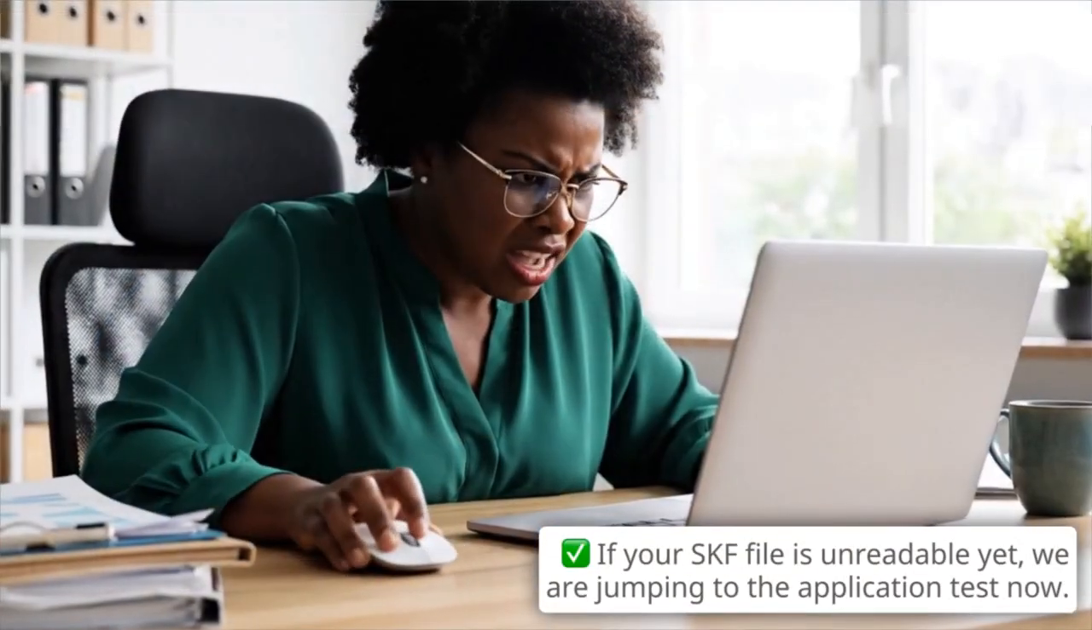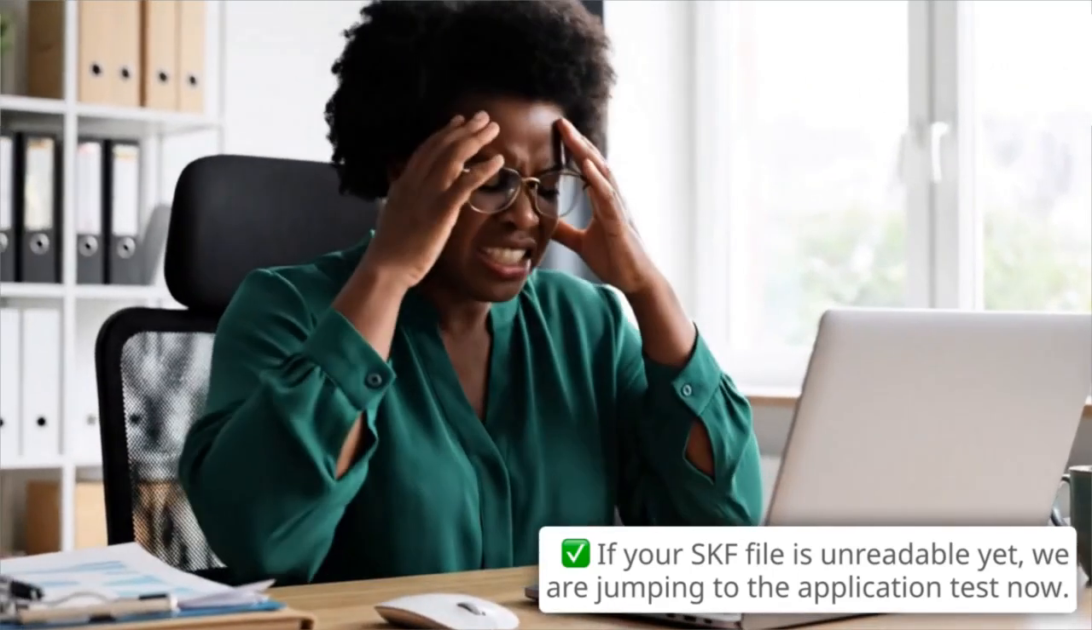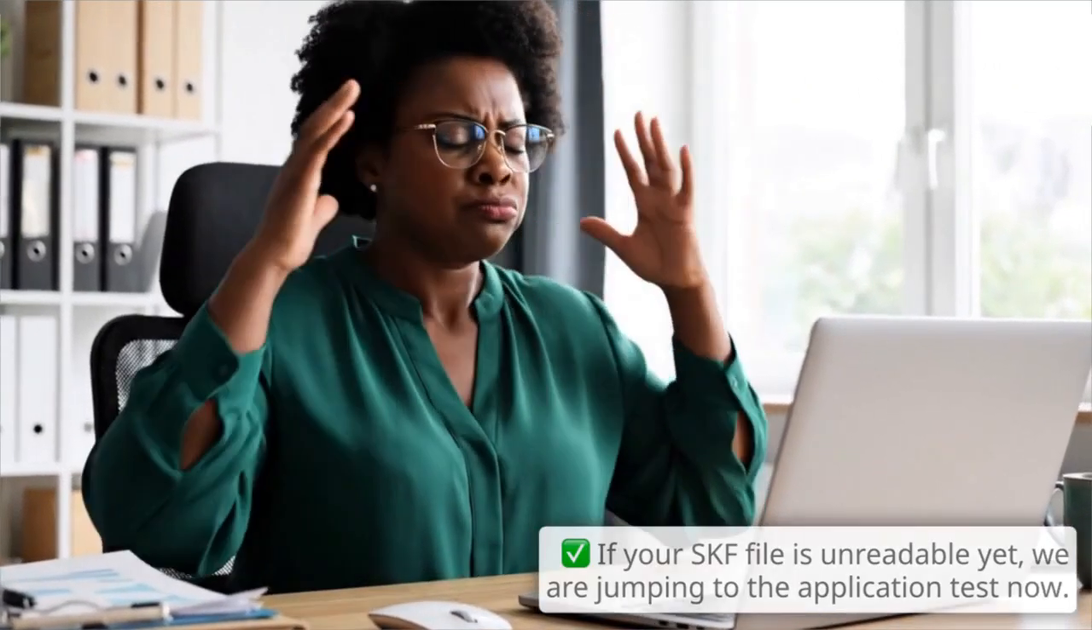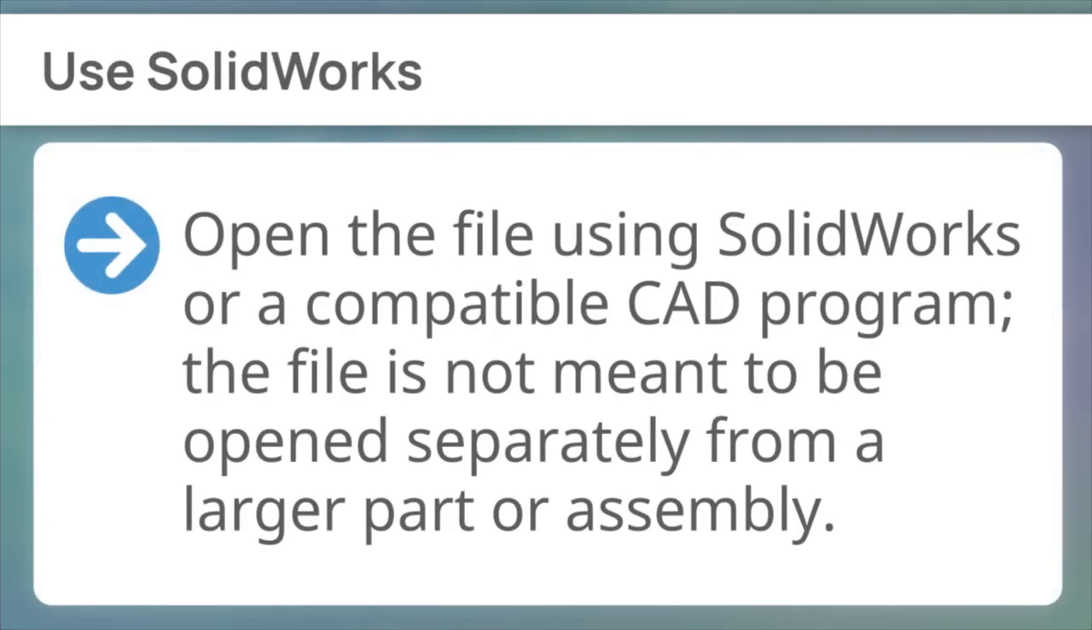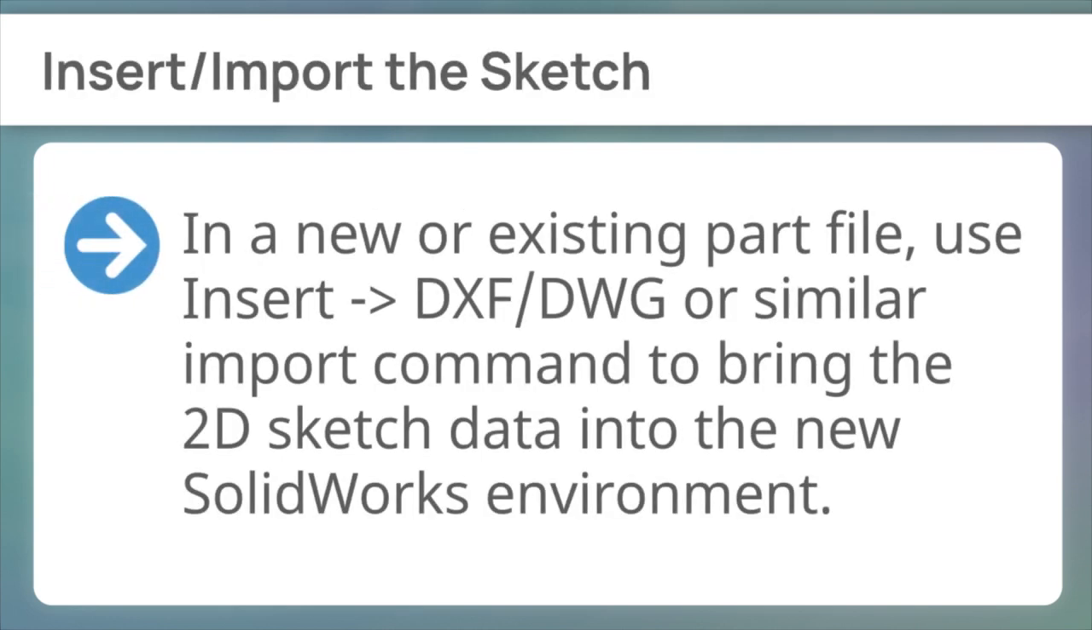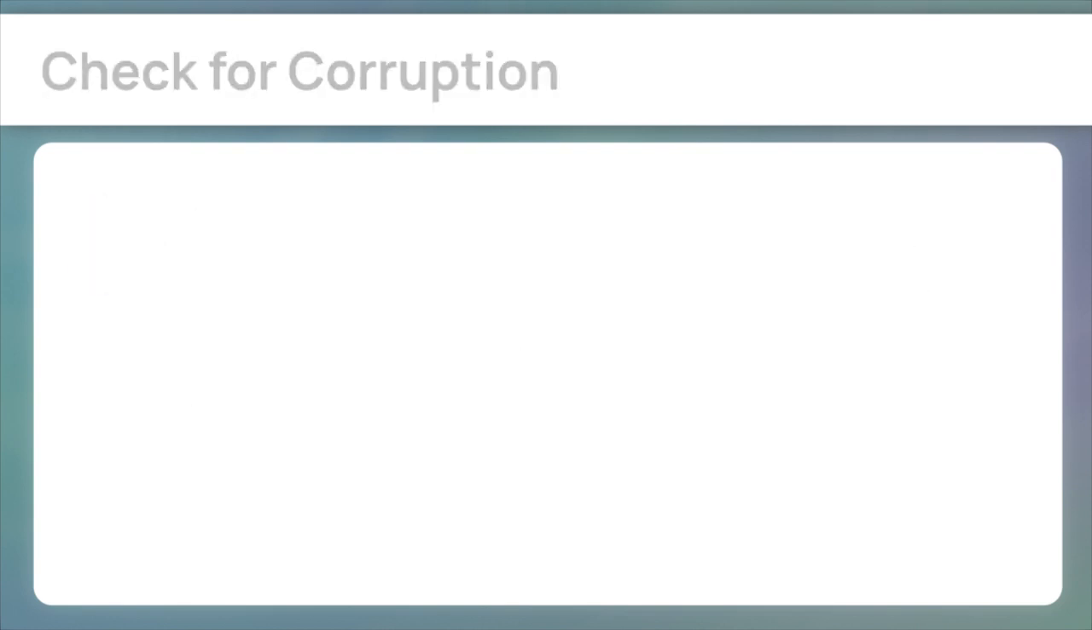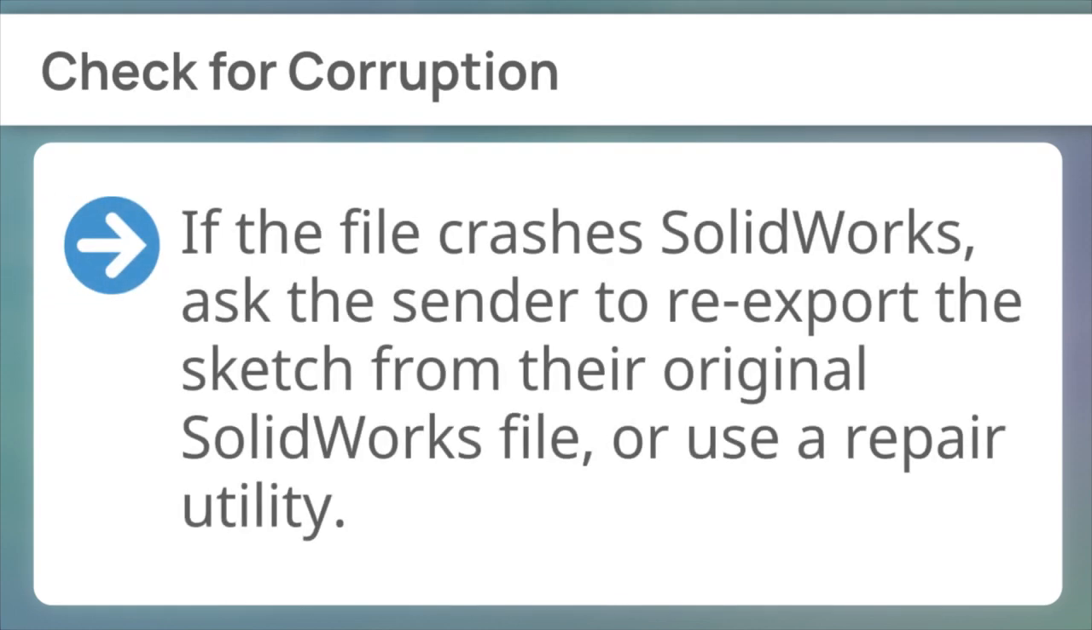To truly fix this, let's review the why, the top technical reasons this specific SKF error occurs on your system. First, use SolidWorks. Open the file using SolidWorks or a compatible CAD program. The file is not meant to be opened separately from a larger part or assembly. Next, insert or import the sketch. In a new or existing part file, use Insert, DXF DWG, or similar import command to bring the 2D sketch data into the new SolidWorks environment. Finally, check for corruption. If the file crashes SolidWorks, ask the sender to re-export the sketch from their original SolidWorks file or use a repair utility.